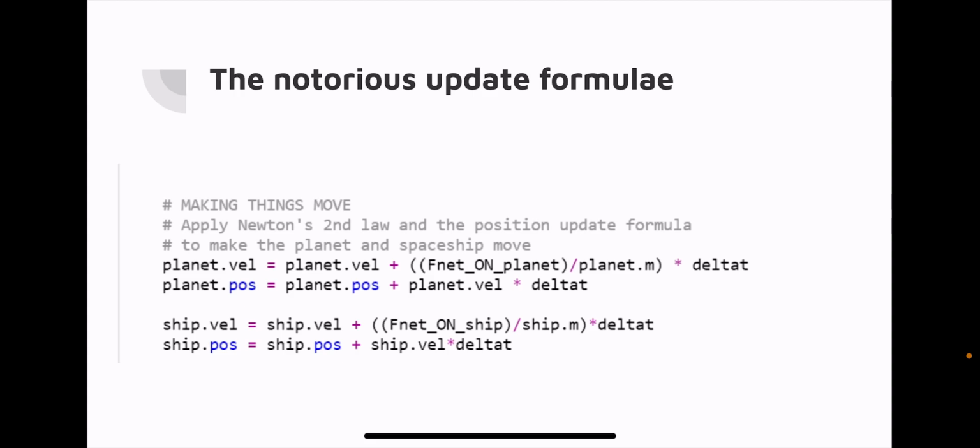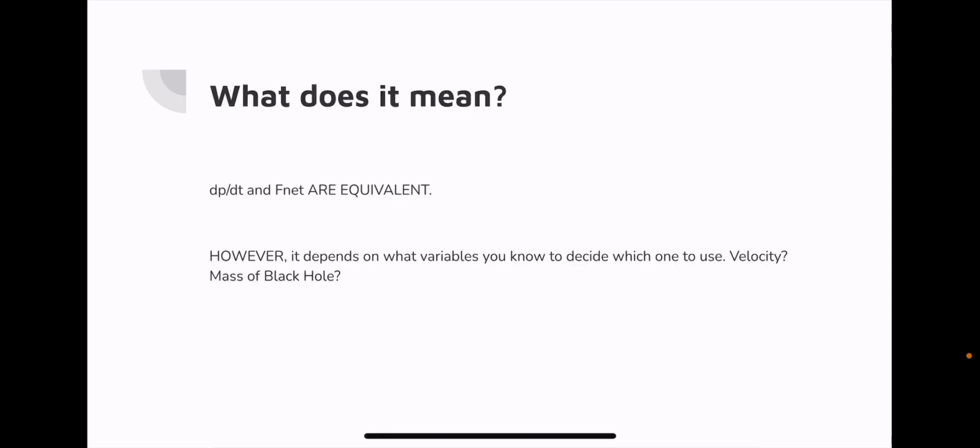And the notorious position and velocity update formulas: instead of using acceleration, we use F divided by m, which is the same thing as acceleration. So that's why there's F net in it. And it turns out with these velocities, it escaped. So that's great. So what does this all mean?